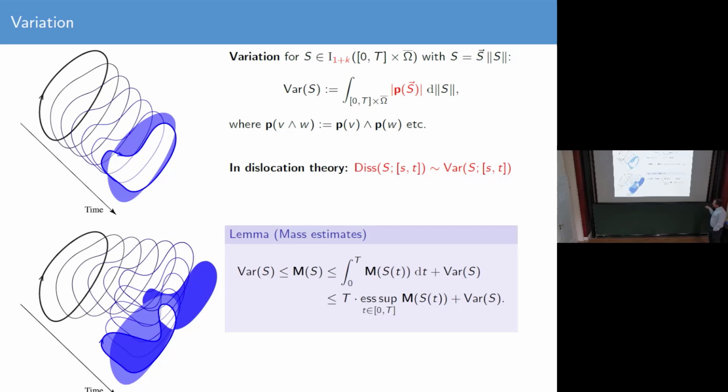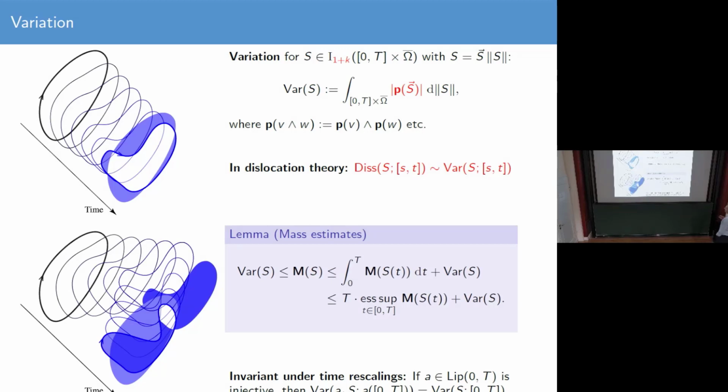Okay, and so one other thing I want to mention is that there's some sort of nice mass estimate of the variation with respect to the mass of the current. And so the mass dominates the variation. That makes sense, because total area dominates the component of the area projected onto one side. But it also goes the other way around. If I assume a bound, like an L infinity bound on the mass of the slices, you can estimate them by each other.